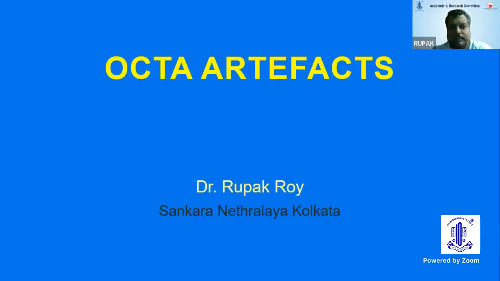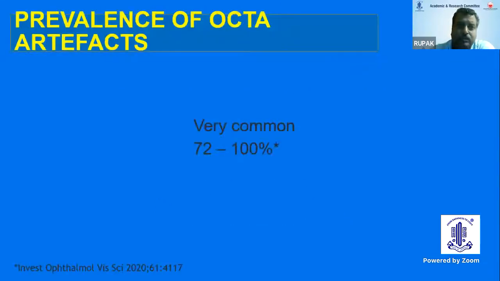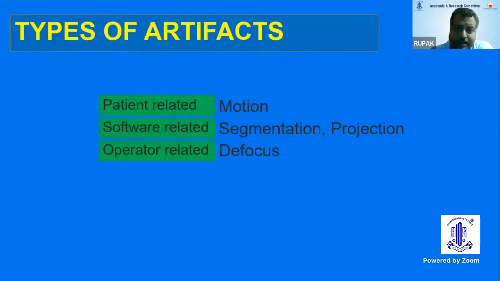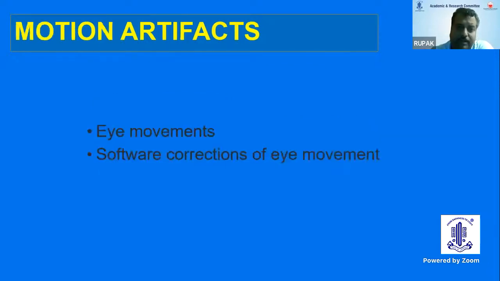I'll be speaking on OCT angiography artifacts. If you look at the prevalence of OCT angiography artifacts, it's very common. In some cities, it's up to 70 to 100% in imaged eyes. So it could be patient-related, software-related, or operator-related. Patient-related could be motion artifact, software-related could be segmentation and projection artifacts, and operator-related could be defocus artifacts.